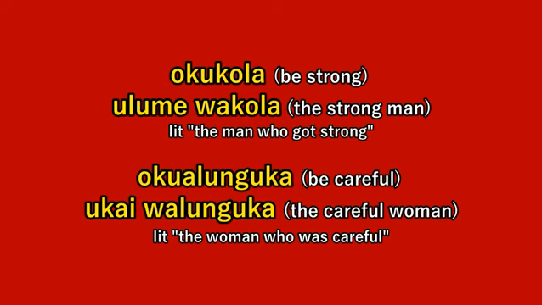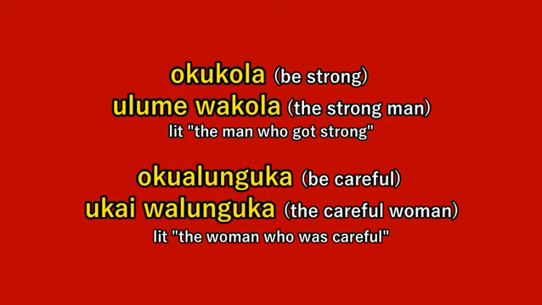So for most other adjectives, you actually have to take a stative verb that means the same as the adjective you want to use, and use it with the noun. Okukola is to be strong. So ulume wakola is a strong man, a man of becoming strong, a man of being strong. That's the logic behind it.